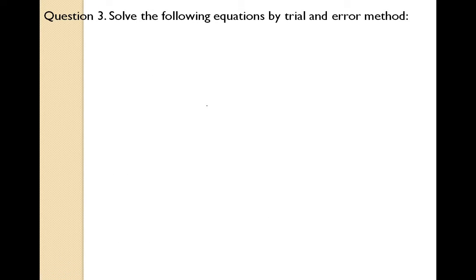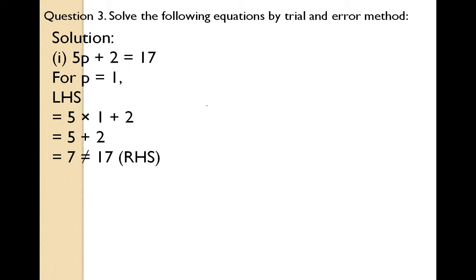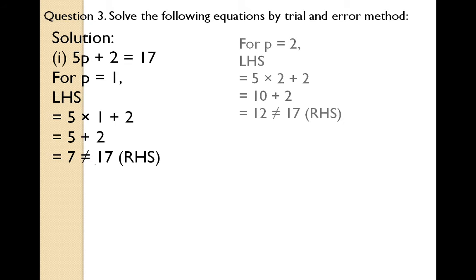Question number 3: solve the following equations by trial and error method. Look here. Solution: 5P plus 2 is equal to 17. For P is equal to 1, by substituting this value in the LHS, we get 5 into 1 plus 2, that is 5 ones are 5, plus 2 is 7, which is not equal to 17, the right hand side of our equation.